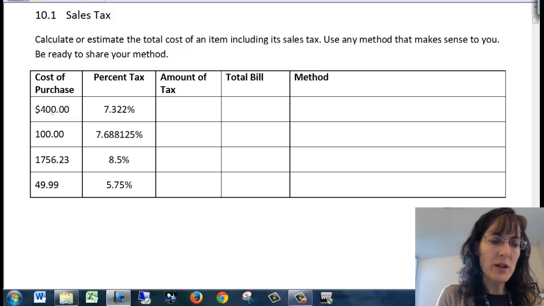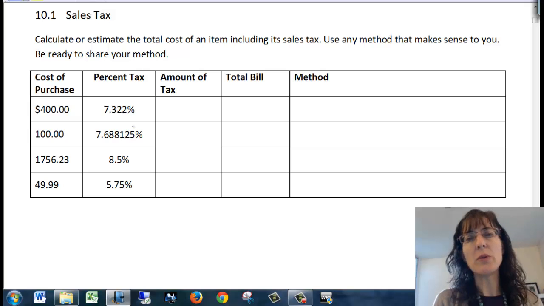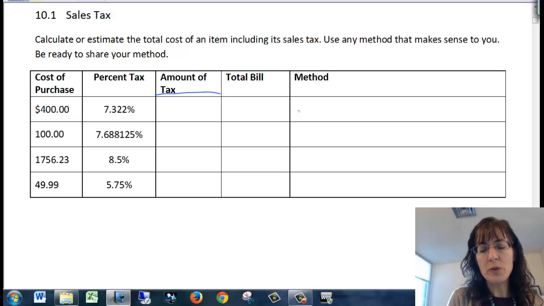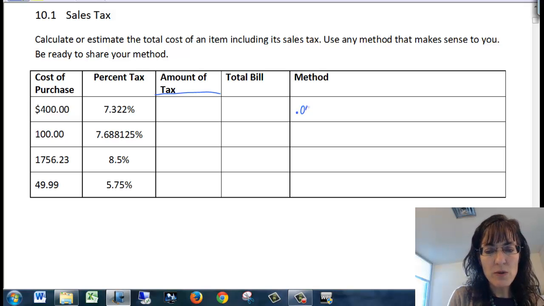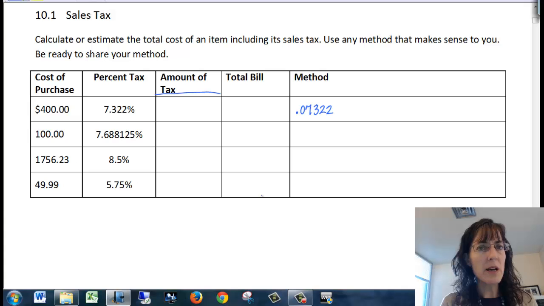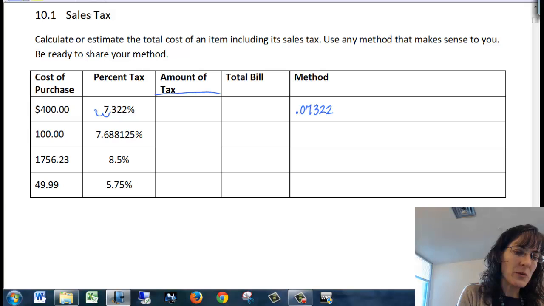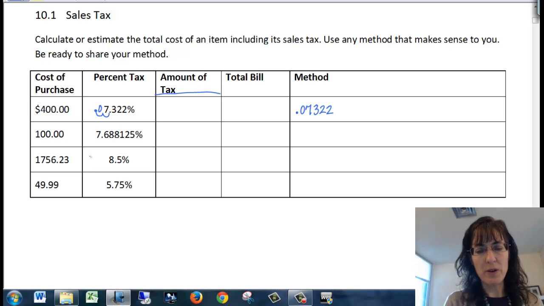So if the cost of the item is $400, and I want to apply a 7.322% sales tax, the first thing I need to do is find the amount of tax. And to do that, I will convert 7.322 into a decimal. It is a percent, and we always need to convert to a decimal to use it in our formulas. So 0.07322. I moved my decimal 2 places left, just like we did in the previous table, to convert from a percent into a decimal. And I just fill in 1 0 there.